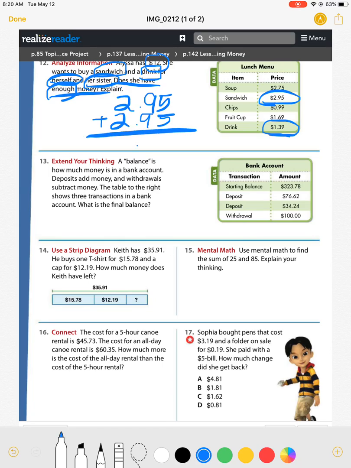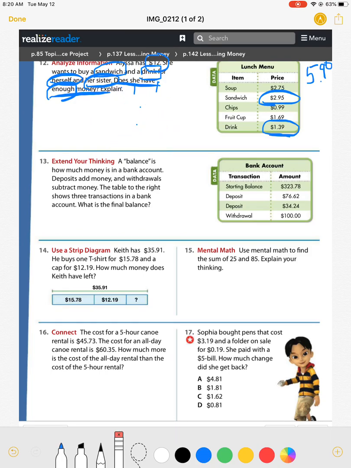Now we add. Start adding in the pennies in the hundredths place. 5 plus 5 is 10. 9 plus 9 is 18. Plus 1 is 19. 2 plus 2 is 4. Plus 1 is 5. So far that's a total of $5.90. Let me erase this so I have some more room to write. That was the price of the sandwiches.